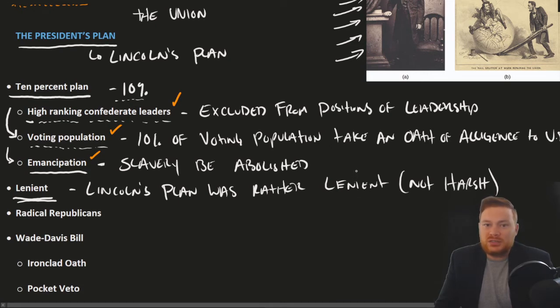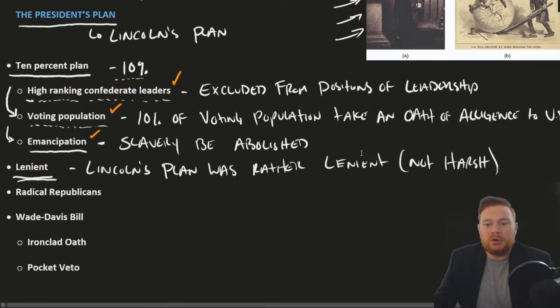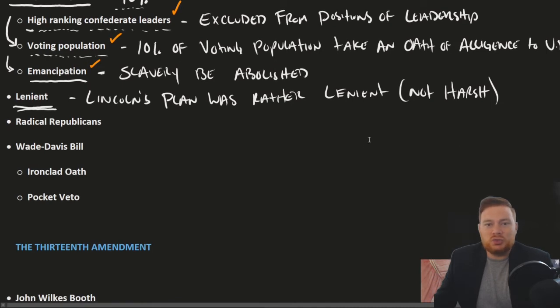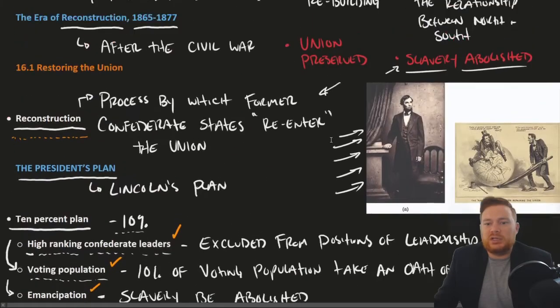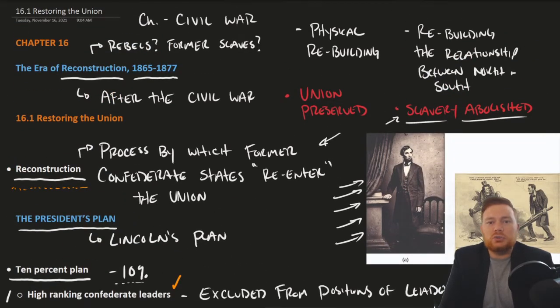But not everybody was on board with Lincoln's plan. In fact, there were many members of his own political party that believed Lincoln was being too easy on the Confederacy. Those were the radical Republicans, right? Lincoln was a member of the Republican Party. So the radical Republicans want, we'll say, more punishment for the Confederacy.